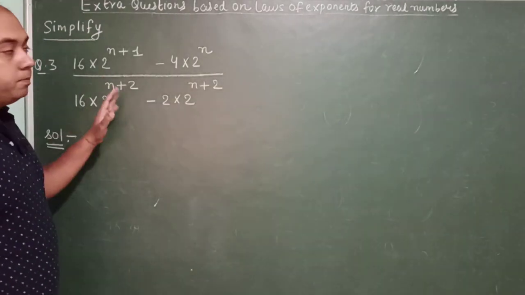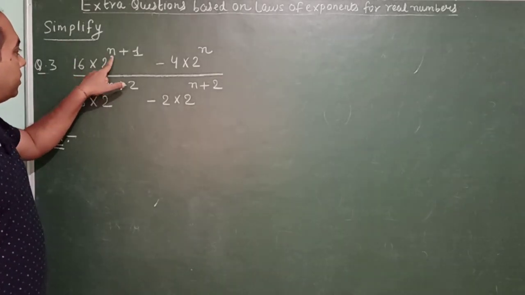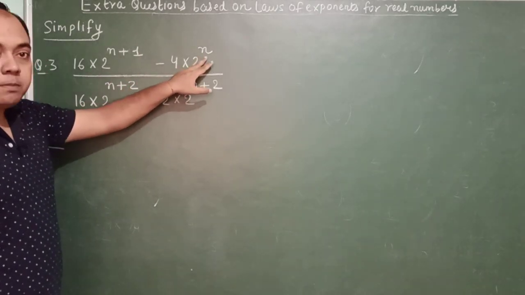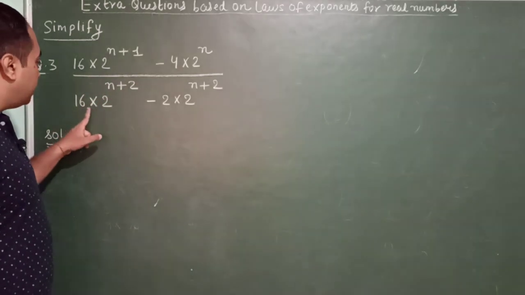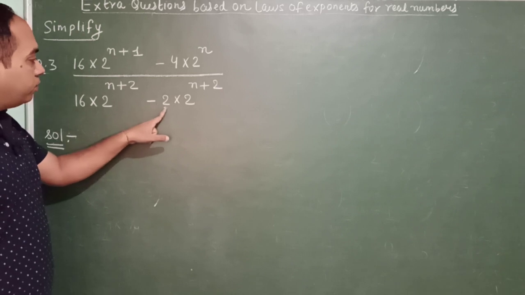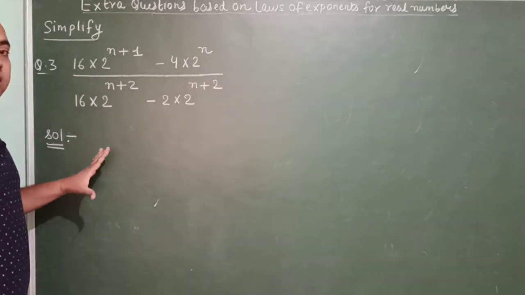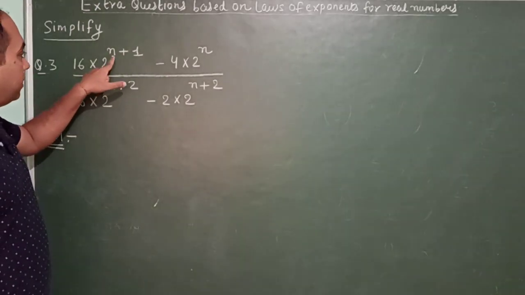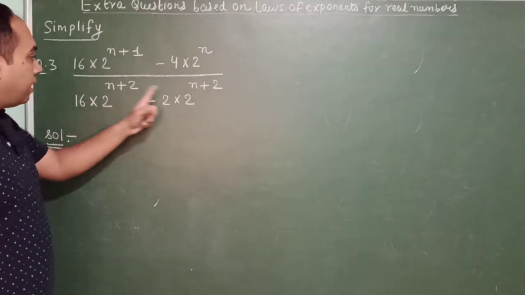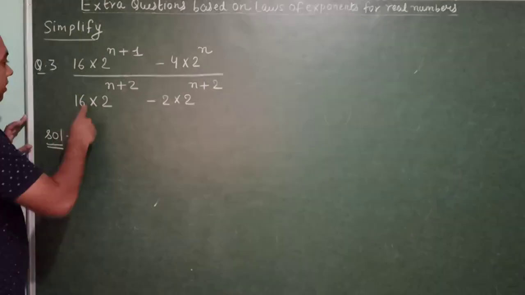Now question number 3. Question number 3 is, simplify 16 into 2 raised to the power n plus 1 minus 4 into 2 raised to the power n upon 16 into 2 raised to the power n plus 2 minus 2 into 2 raised to the power n plus 2. Now to simplify this, it is necessary to remove this n from the exponent. This n here, in the power, we have to remove it, and this can be achieved in this way.